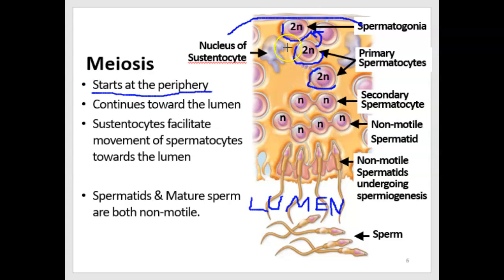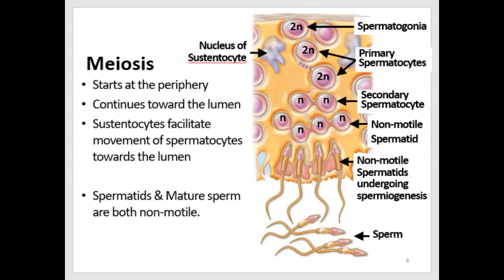Now notice what we're doing as we go through these processes. We're headed towards the lumen. So the process of meiosis from a primary spermatocyte is going to occur towards the lumen of the seminiferous tubule. Here we have secondary spermatocytes, and then closer to the lumen we have the spermatids. And they are still not mature, you can tell, because they don't even have a flagellum.